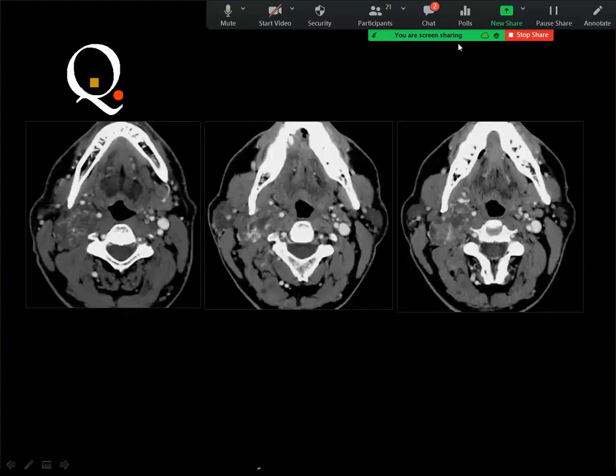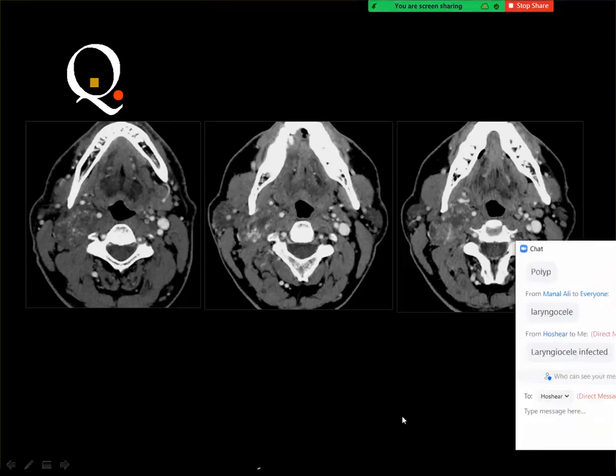Next case is a CT scan of the oropharynx, and you see this is arterial phase and the venous phase. And you got a lesion on the right side, this lesion, which is heterogeneously enhanced.